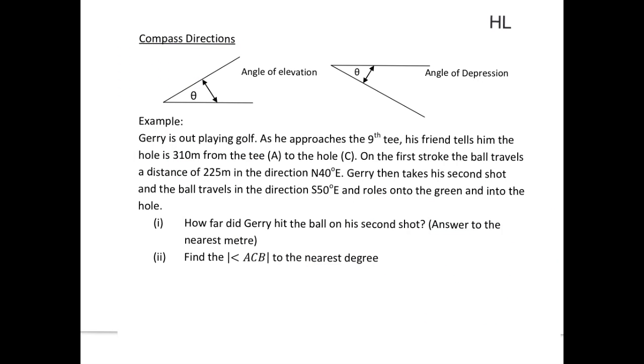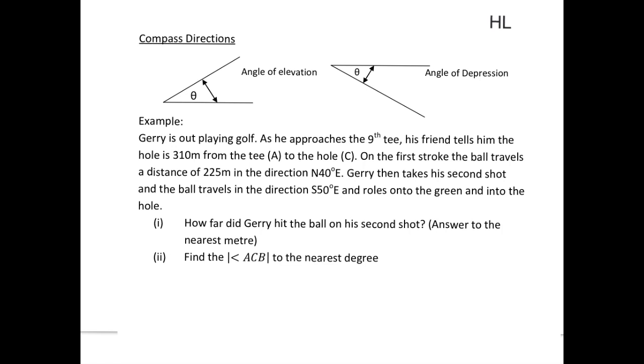At higher level, many of these questions involving sine, cos and tan and Pythagoras' theorem are usually made harder by introducing some sort of real-life scenario. So in our example here, we're going to be introducing compass directions to make the question a little bit more difficult. So the question reads, Jerry is out playing golf.